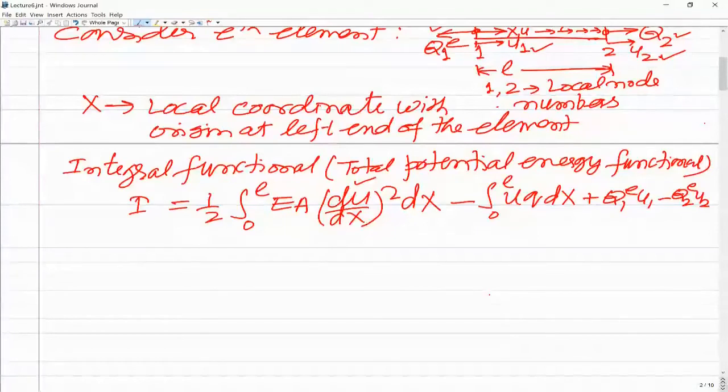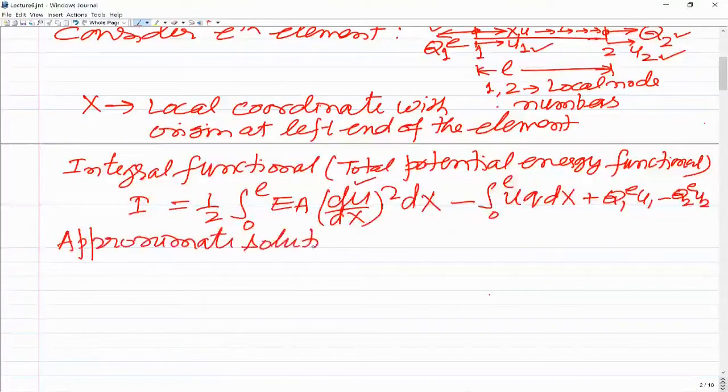And then we will have to see the completeness requirement, and we also have to see the inter-element compatibility. So those are the three things I had discussed for the considerations for assuming an approximate solution. So now if you assume the approximate solution, as I already said, this is within an element and not the entire domain. The entire domain is discretized into a number of elements. So what we are talking about is this approximate solution within an element.